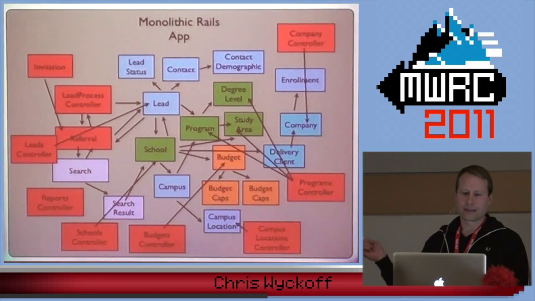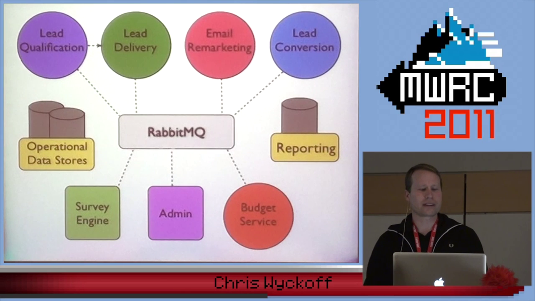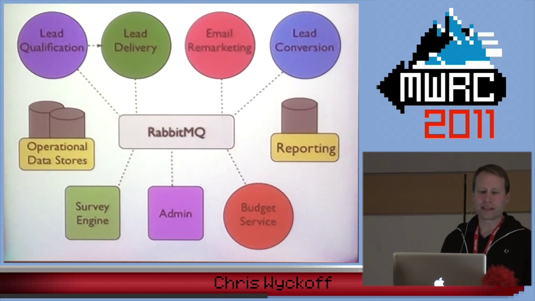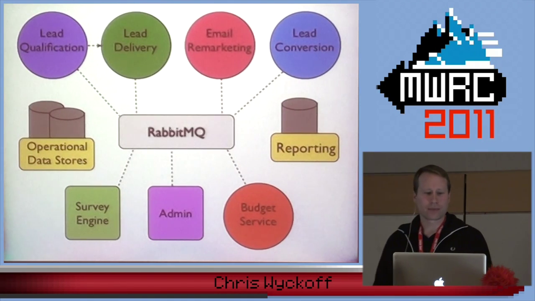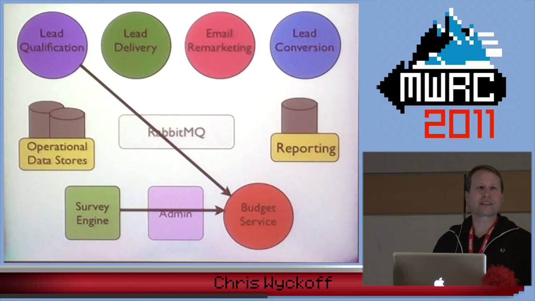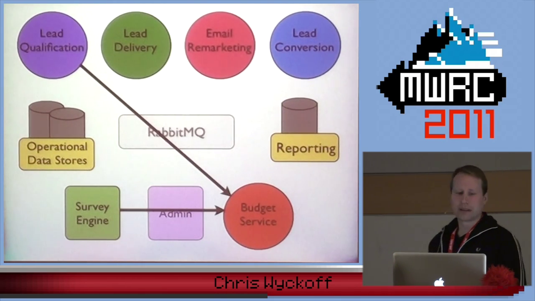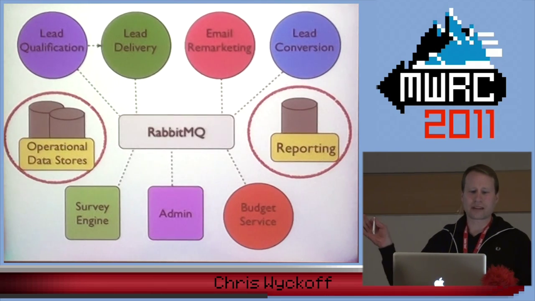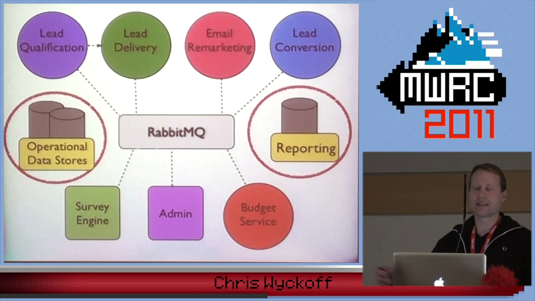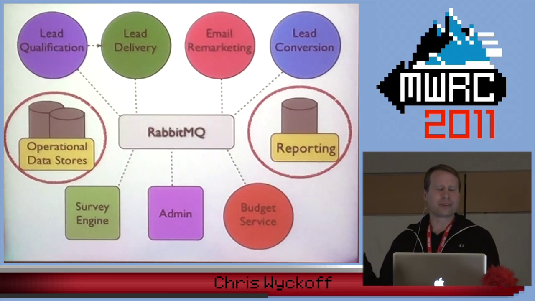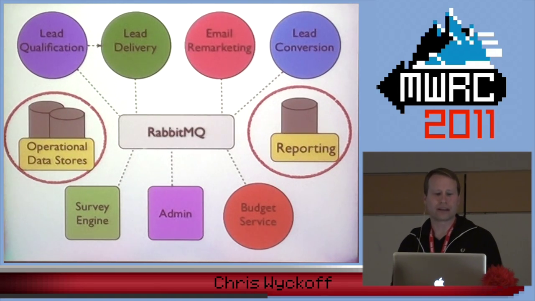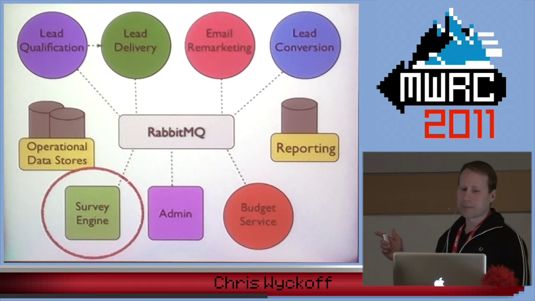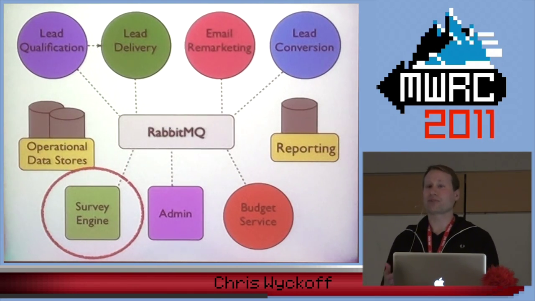So, in short, we wanted to go from this to this. From a monolithic Rails app to a distributed set of services written in Ruby, communicating asynchronously with each other through a messaging broker like RabbitMQ, or synchronously through RESTful APIs in a Sinatra app, for example. We also wanted to separate reporting from our operational data store, although in this talk I won't be focusing on how we transform the data, just the code layer. Finally, we wanted that Rails app to end up where it began, as a simple survey engine.